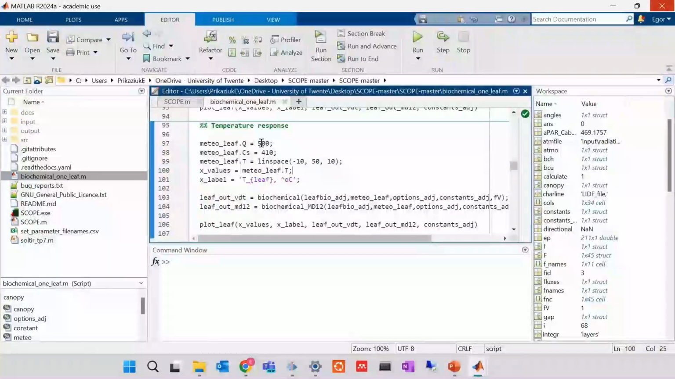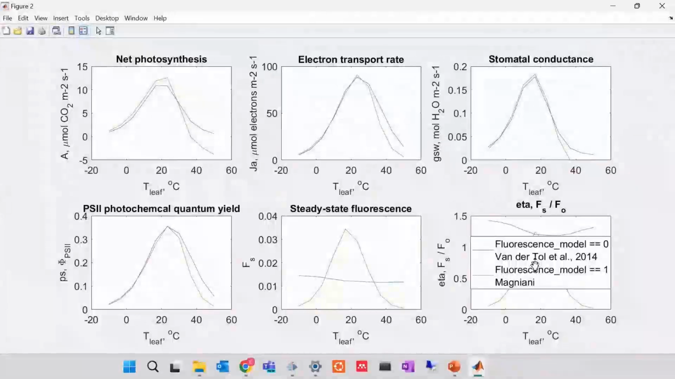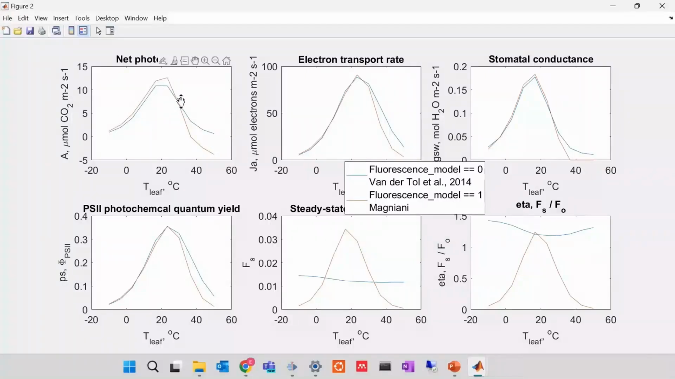Finally, for temperature responses, we are returning light and CO2 to default values, and spacing temperature linearly and plotting it on the x-axis. And we see these sort of responses. Again, net photosynthesis, electron transport rates, stomatal conductance, photochemical yield of photosystem 2. They respond in a similar way.